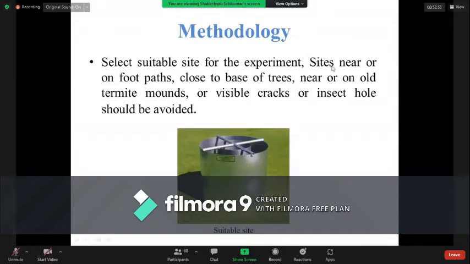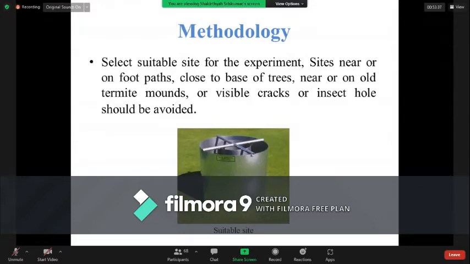Why we need to avoid these sites near or on footpath? If we select a place which we normally use for walking purposes, that soil becomes compact. So the normal infiltration is different from these types of footpaths. Then close to base of trees. Near the trees, their root systems are coming, so it acts as a barrier to the normal infiltration. So we need to avoid those places.